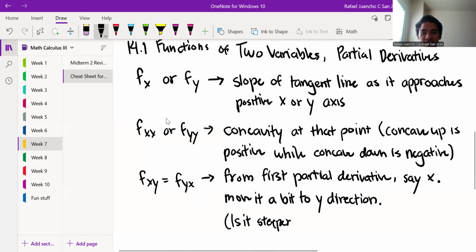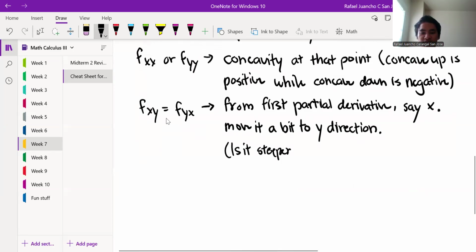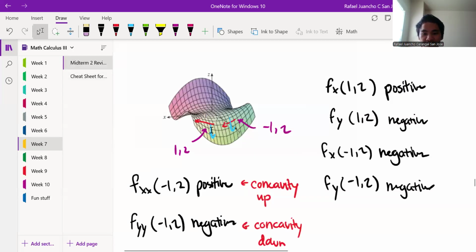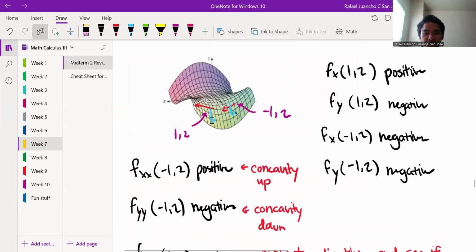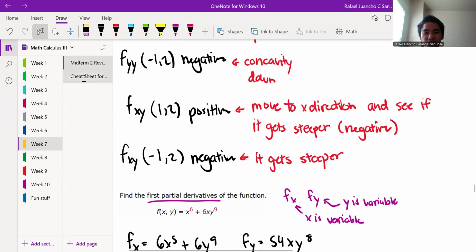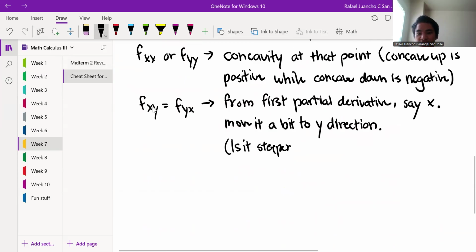Oh, I don't have my cheat sheet. Is it steeper? Like let's say here we have fxy of 1/2. We look at my y, that's my y. I go down here. If I move it a bit here, is it less steep or steeper? Here it's kind of less steep, and we know this is going in the negative direction. That's why it's positive. That's what I mean. It's just an example, in the positive y direction.